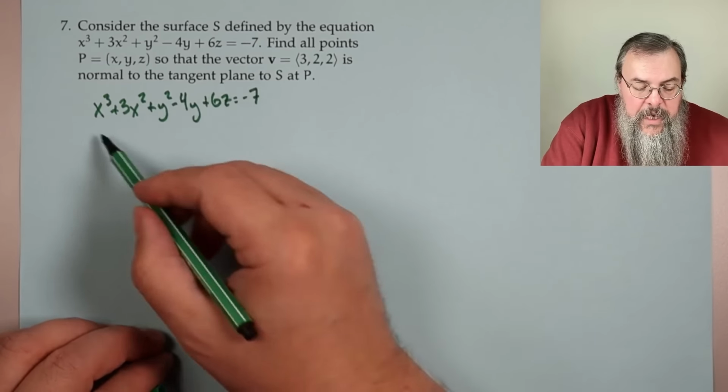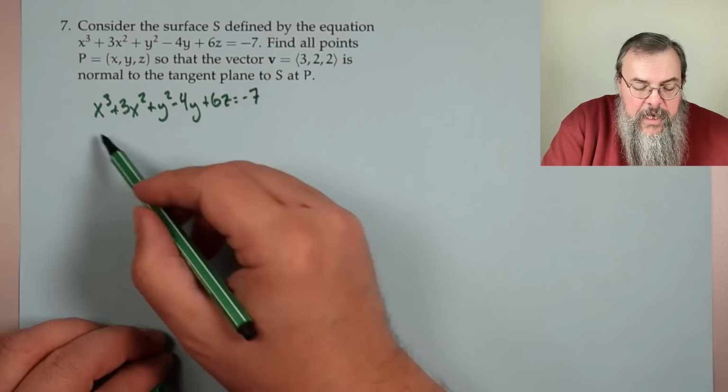So, we say, all right, well, let's figure out what our gradient turns out to be. So in our case, we have the gradient of f is, taking the derivative with respect to x, 3x squared plus 6x. Nothing else has an x in it. Taking the derivative with respect to y, 2y minus 4. Nothing else has a y in it. Taking the derivative with respect to z, 6. And nothing else has a z in it. Okay, so there's our gradient.